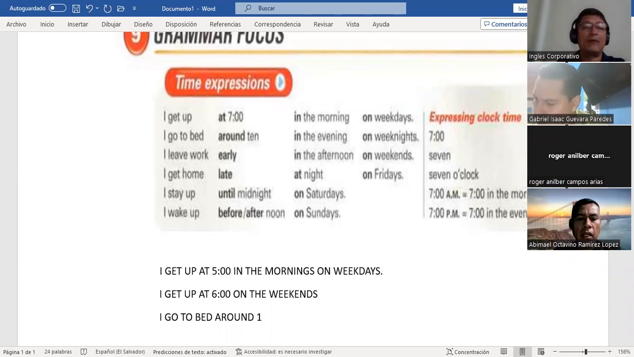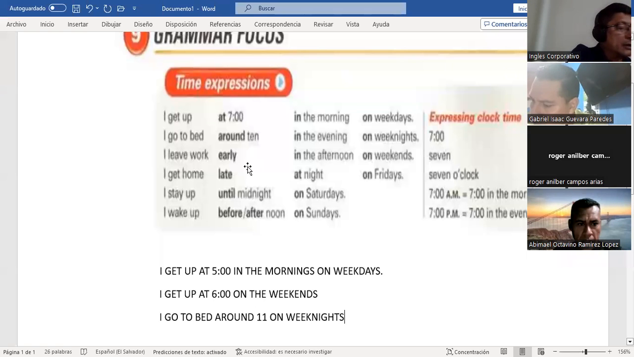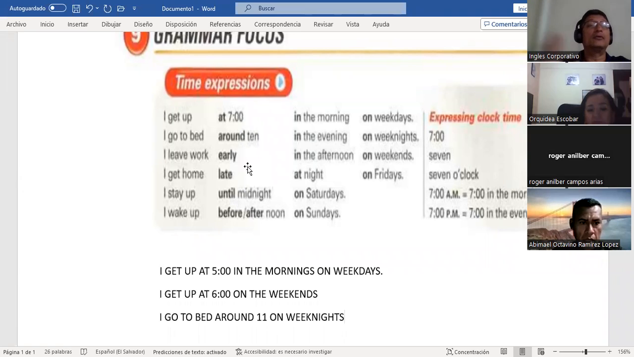Okay, let's say that you go to bed around 11 on weeknights, just to change something, okay? I leave work. What does it mean, I leave work? Salir. Get out of your job when you finish working. In my case, I'm going to say, I leave work early in the afternoon. Or I can say, I leave work around 5 in the afternoon. I can use different expressions.